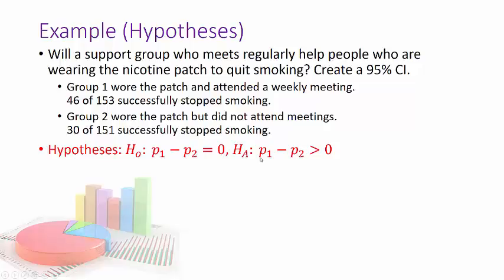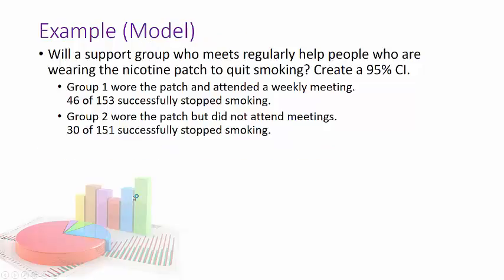And if I'm trying to show that one group was better than the other, I would say the difference of them is greater than 0, and I would put the higher proportion first. All right? So let's go ahead and start doing our confidence interval. Well, actually, before I can do that, because I can always do my hypothesis before this next step, I need to determine if my normal model will work.